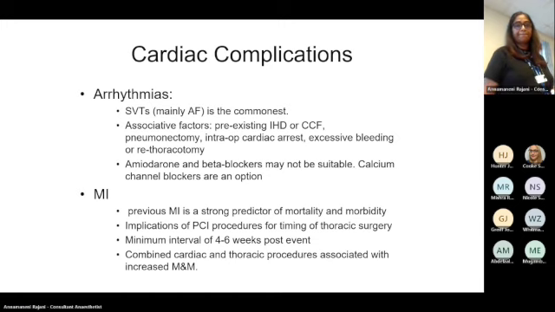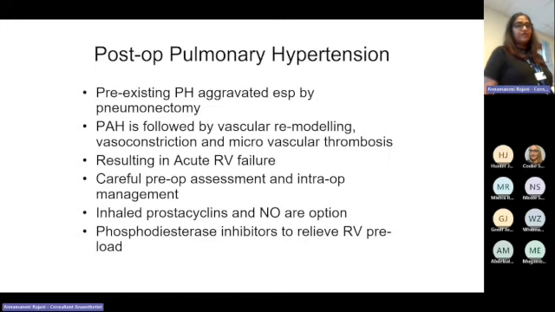Okay. So we've already spoken a little bit about post-op pulmonary hypertension. If the patient has already got preoperative pulmonary hypertension, then the risk of post-op pulmonary hypertension is much higher. Which is why we check, we didn't do this in the past, but we do now, we check on echoes, we check the right-sided function. So if the right-sided function is already compromised, then we would limit the amount of lung we would resect.